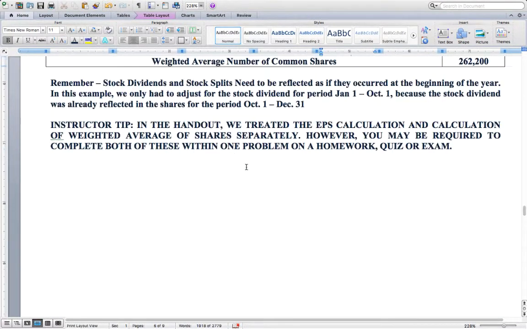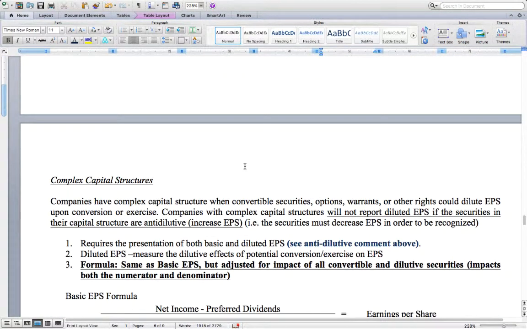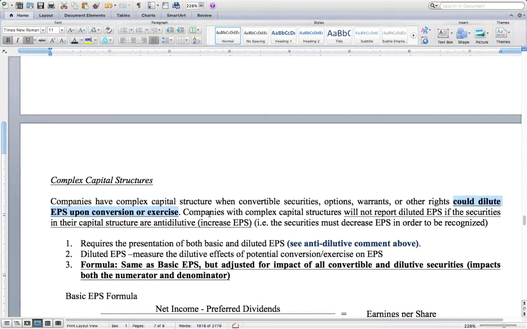All right, moving on. Now we are going to talk about complex capital structures. Whereas we just got done talking about simple capital structures in which the company did not have any dilutive securities like the ones we talked about earlier in this lecture for convertible securities, options, and warrants. A complex capital structure is one in which those securities are present and they could dilute the EPS formula upon conversion. It does not mean they will make that number smaller, but it could.